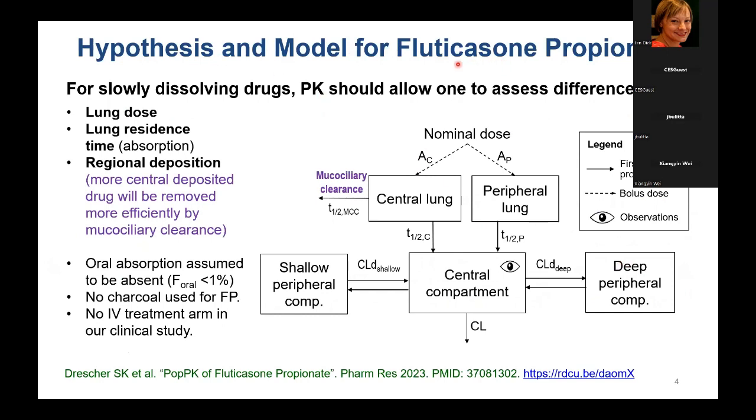Now, the hypothesis and model here for fluticasone propionate is that for a slowly dissolving drug, PK should allow us to assess differences in the pulmonary dose, the pulmonary residence time, and then in the regional lung deposition. So the idea here is that we have a certain nominal dose, which is deposited in the central and in the peripheral lung region. And then mucociliary clearance only affects and removes drug from central lung, but not from peripheral lung. And so we have here two parallel first-order absorption processes and then a three-compartment PK model.